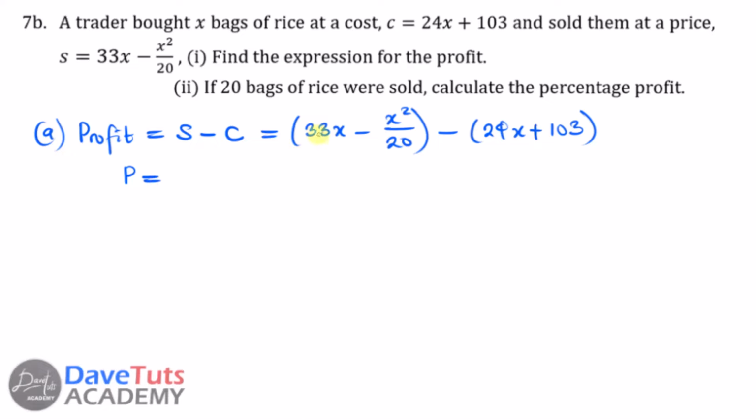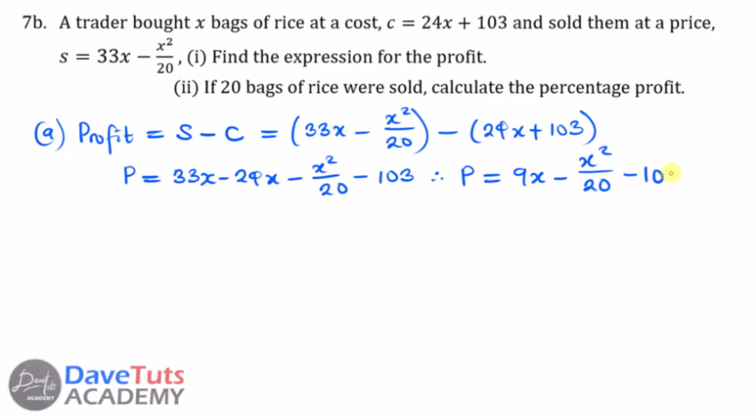So for the x terms, this is 33x, this is minus 24x. So 33x minus 24x minus x squared over 20. Then what is remaining? We have minus 103. 33x minus 24x, I think that is 9x. So we can say P that we're asked to find is 9x minus x squared over 20 minus 103. So that is the solution in the first case.